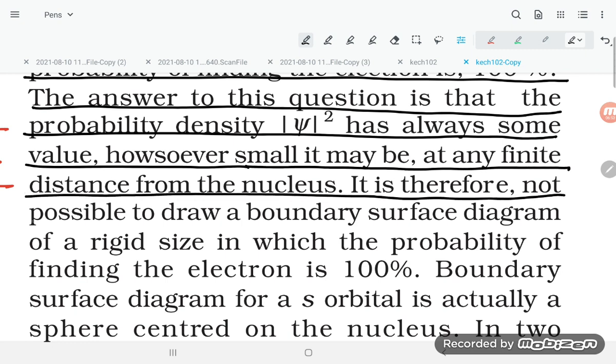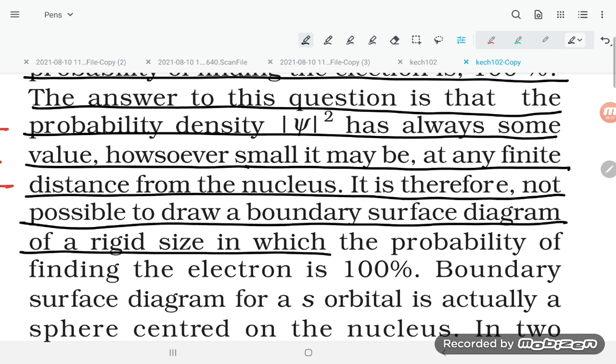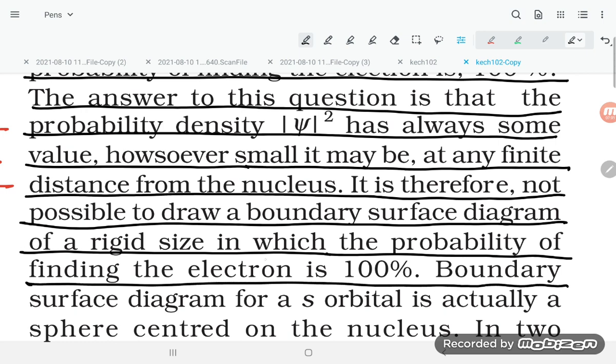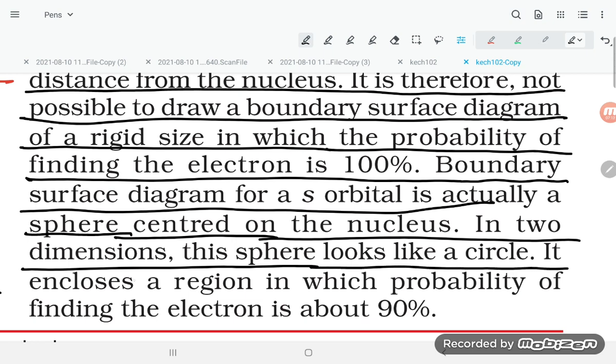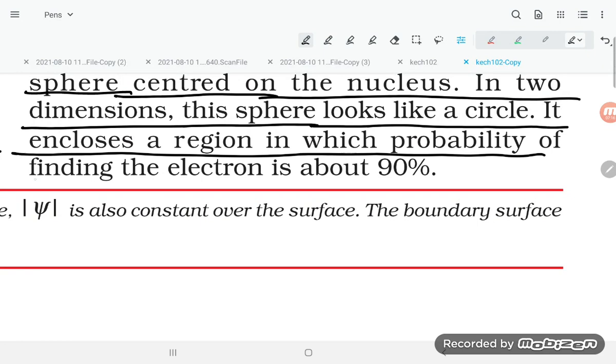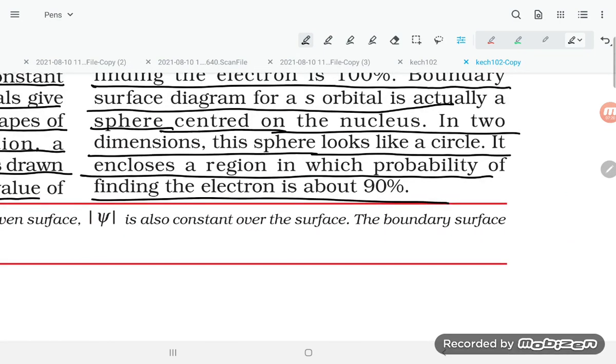It is therefore not possible to draw the boundary surface diagram of a rigid size in which the probability of finding the electron is 100%. The boundary surface diagram for an s orbital is actually a sphere centered on the nucleus. In 2 dimensions, the sphere looks like a circle. It includes a region in which the probability of finding the electron is about 100%.